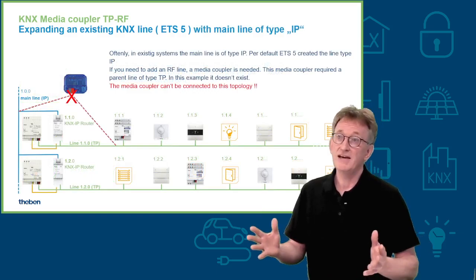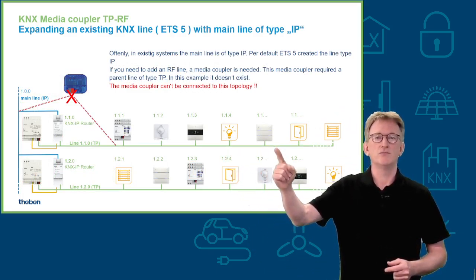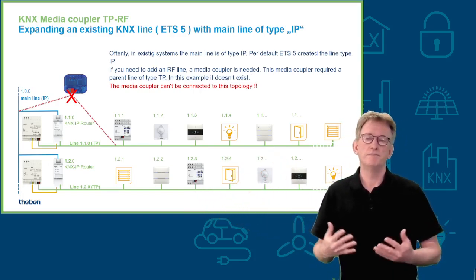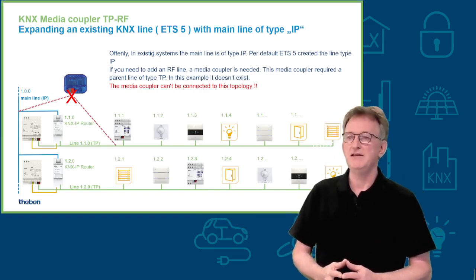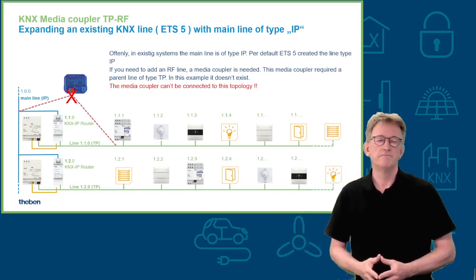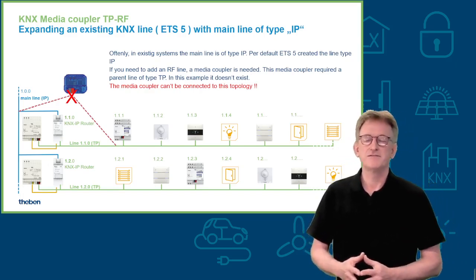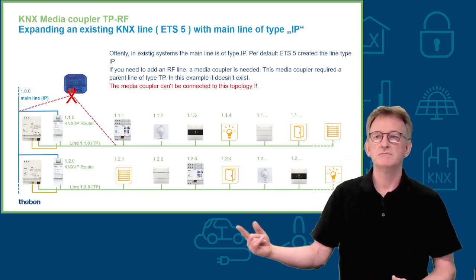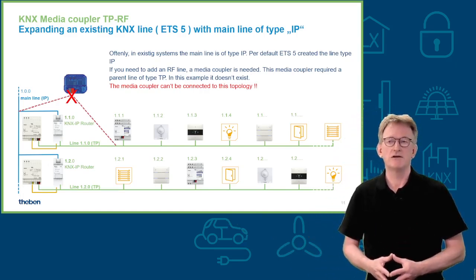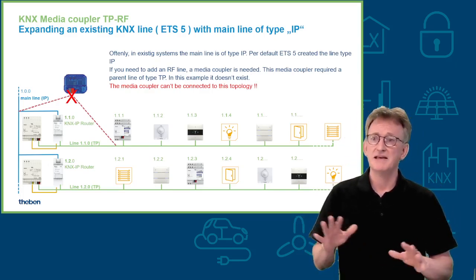So if you have a different topology, so for example, you have here an existing line 1.1, but also an existing line 1.2, both of type TP, and you have already designed in your KNX environment that the main line is of the type IP. So each line is connected via a KNX IP router via IP. Makes sense, could be done, everything nice.